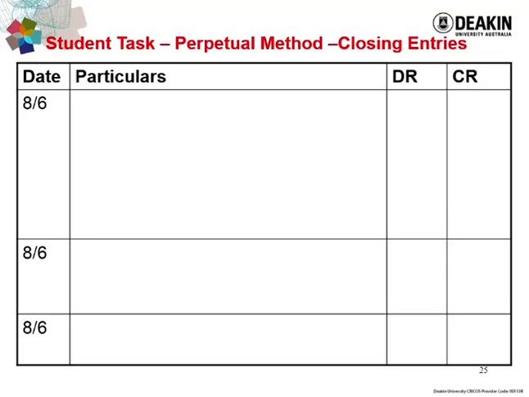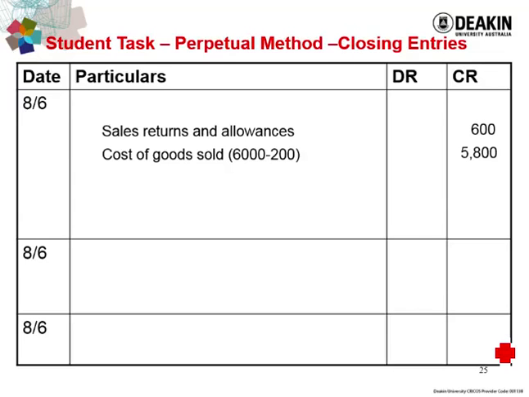And then we are also required to perform the closing entries. So first of all, we close various expense and contra income accounts with a credit entry. Specifically, we credit sales returns and allowances $600. We credit cost of goods sold $5,800. So this is the purchase, $6,000 purchase minus $200 of purchase returns.